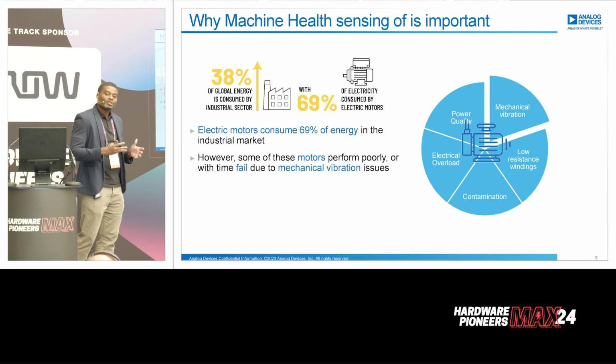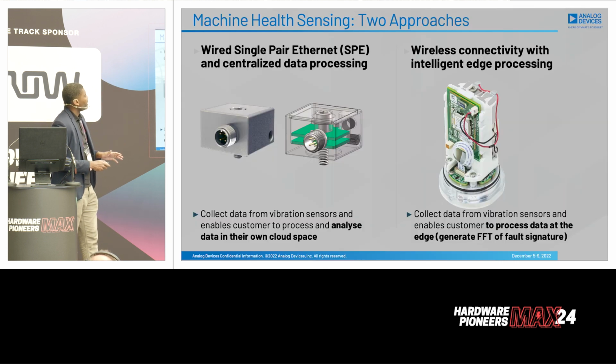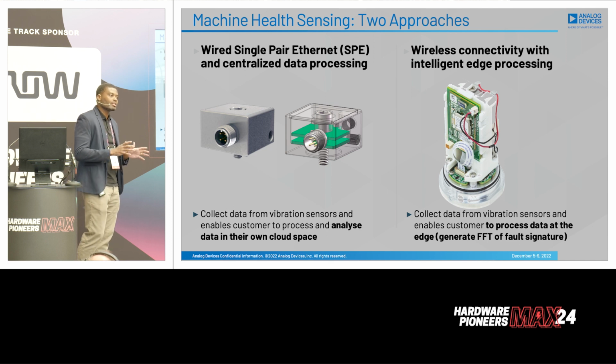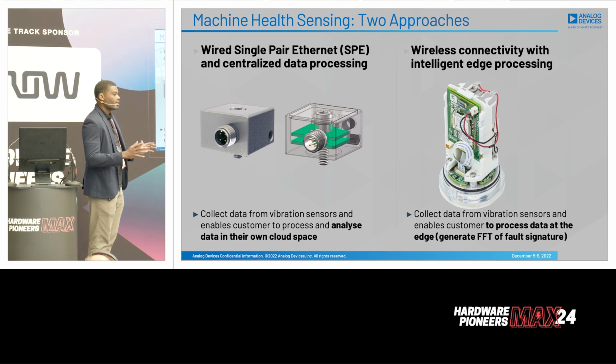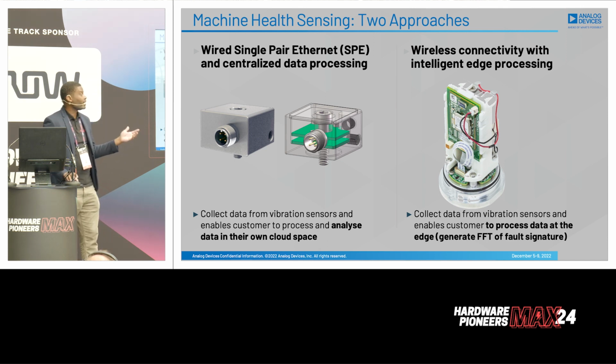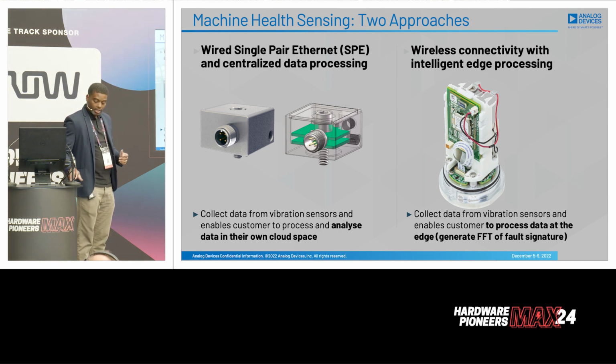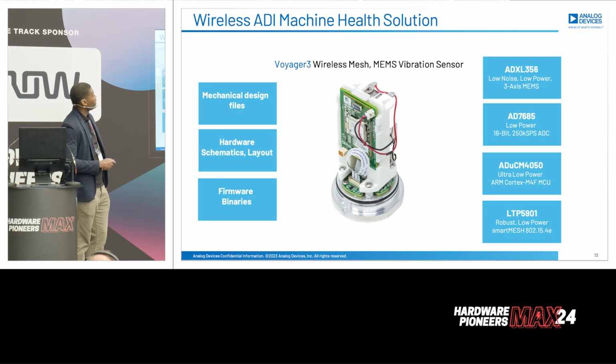To actually look at the health of motors, we can consider monitoring the vibrations. Analog Devices provides complete solutions where you can monitor the vibrations of motors to look at their signature. You can have it on a wireless platform or a wired platform using single pair Ethernet, which my colleague Will will describe in a few slides. I would like to focus predominantly on the wireless platform.